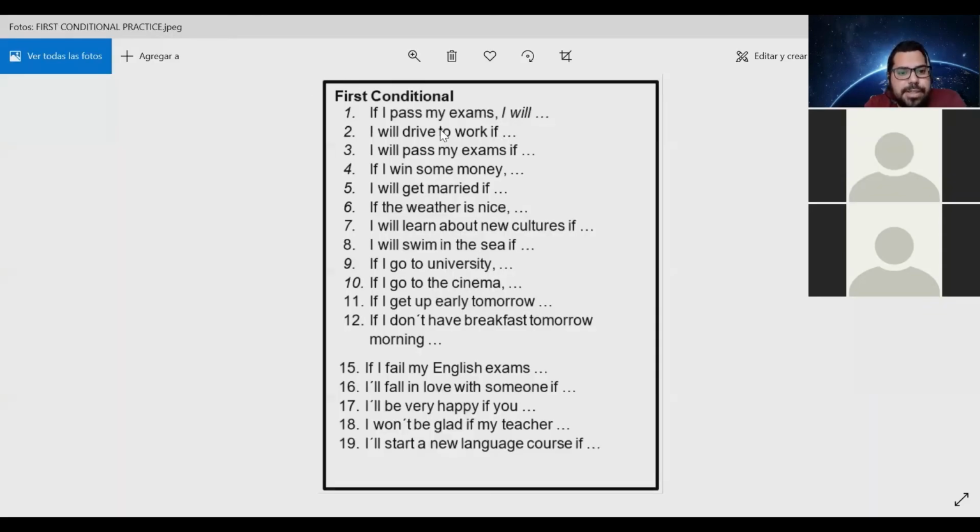Let me open it here. These are, guys, as you can see, sentences using the first conditional. Teacher, what is the first conditional?